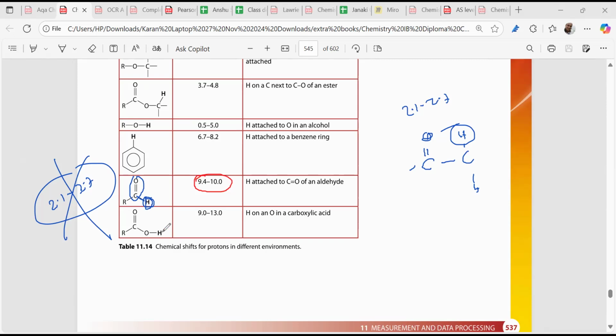Now, if you have the hydrogen not connected with the carbon but with the oxygen in the C double bond, in a carboxylic acid, it will be 9 to 13. This part you have to memorize.